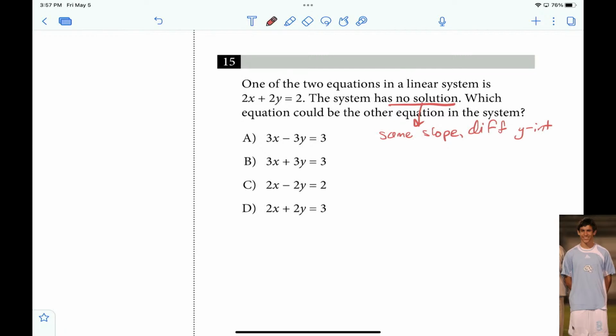So here we're going to start with the original equation. I'm just going to do it over to the side. So that's 2x plus 2y equals 2. I'm just going to write it as y equals mx plus b. So we'll move that 2x over. So I'll subtract it over.